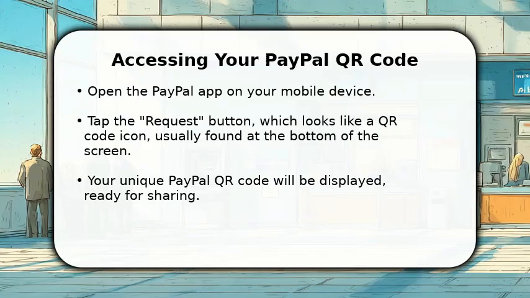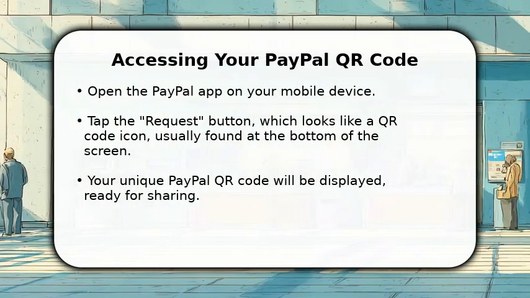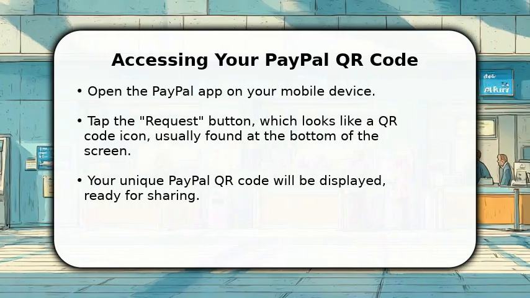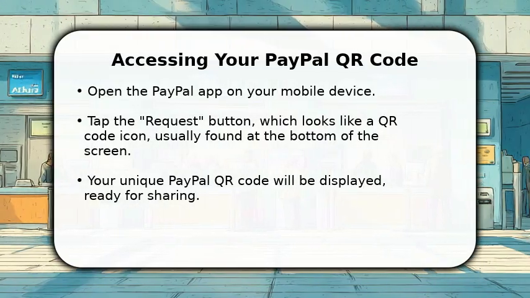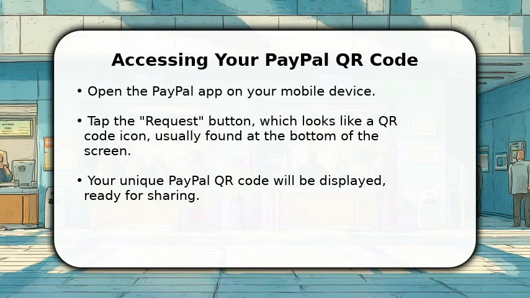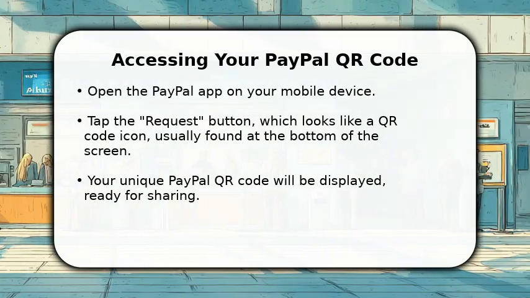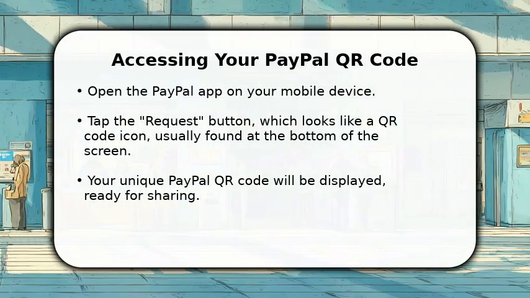In this video, I will show how to send your PayPal QR code. First, open the PayPal app on your mobile device. Look for the Request button, often represented by a QR code icon, usually located at the bottom of your screen. Tapping this will immediately display your unique PayPal QR code. This code is your personal gateway for receiving payments quickly and easily from anyone.